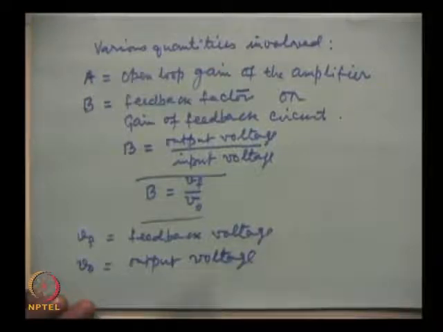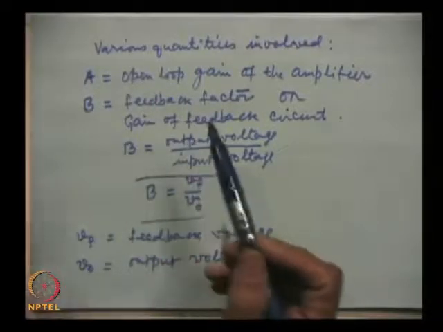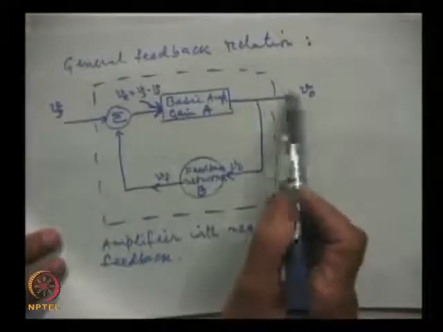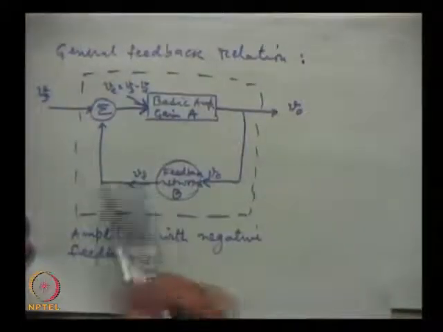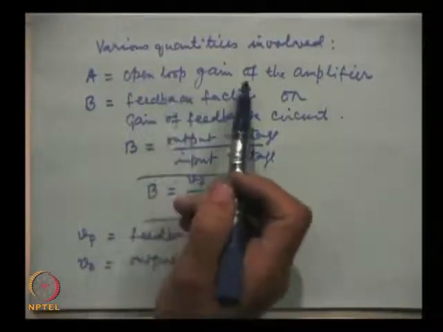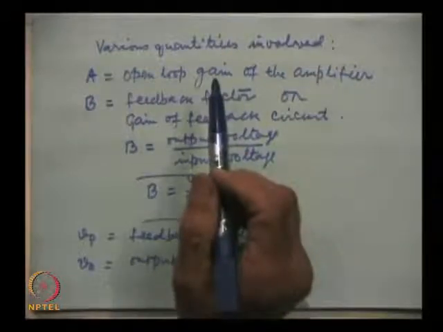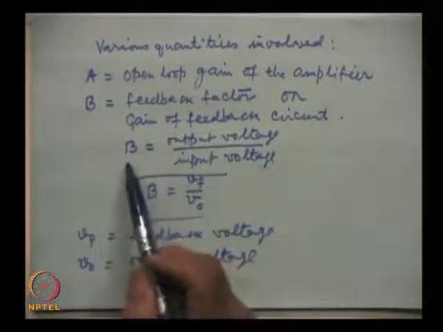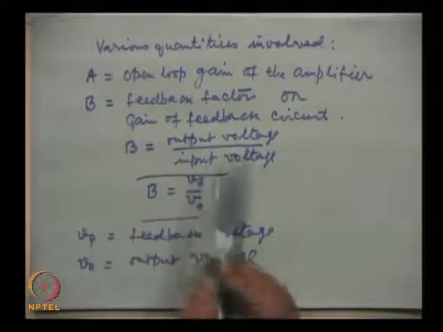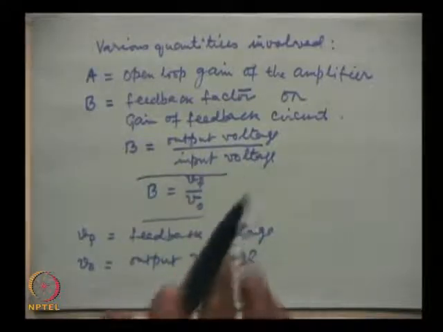Suppose we consider this as current, and this also as current, then A will be the open loop gain of the amplifier, which will be the ratio of the output current to the input current. Similarly, B will also be in current form. So there is no confusion, but we will always use in our discussion the voltage amplification.